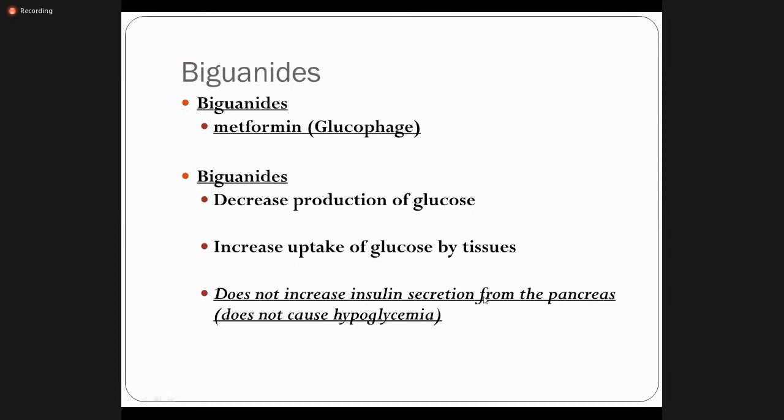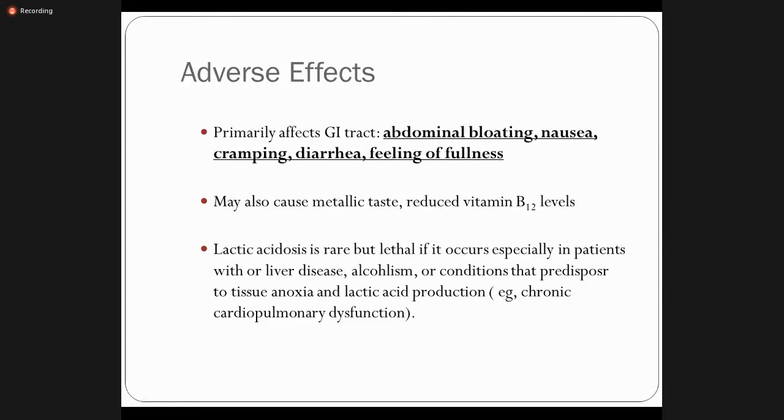It doesn't increase insulin secretion from the pancreas, so it's not going to cause hypoglycemia. So this is one of the points. This group is being used extensively because there is no chance of hypoglycemia with this group. Adverse effects primarily affect the GI tract: abdominal bloating, nausea, cramping, diarrhea, feeling of fullness. These adverse effects are clinically very common, and every patient who is taking a biguanide group drug, right, will complain of these problems.